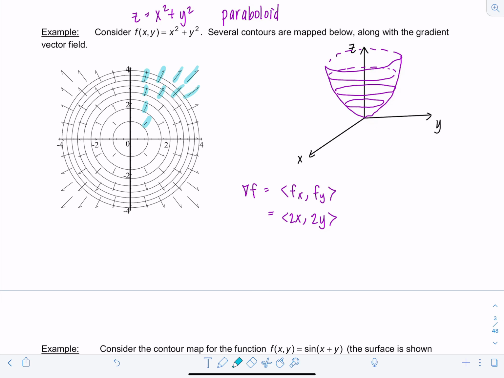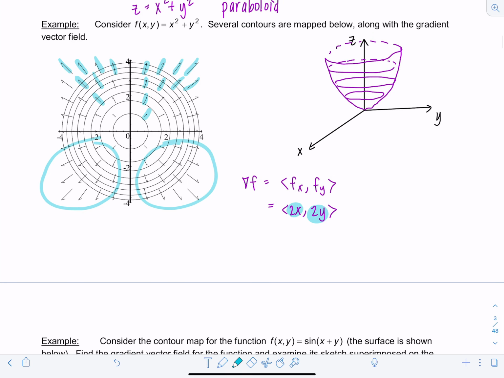In quadrant 2, I would expect the x component to be negative, the y component to be positive, and that's precisely what we see here. Also, as we move further away from the origin, the magnitude of these vectors increases. Notice here, quadrant 3, both are negative, and in quadrant 4, the x component's positive, the y component is negative. And interestingly, they're perpendicular to the level curves. Yes? Very good.